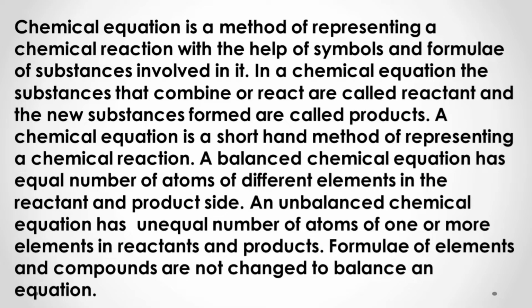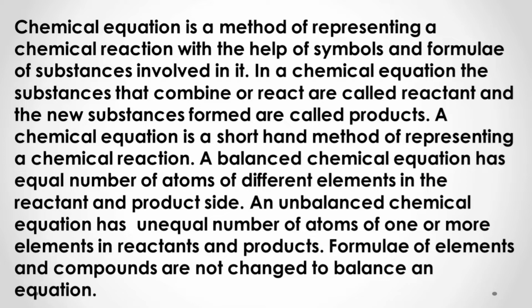Let's move to the first case study. Chemical equation is a method of representing a chemical reaction with the help of symbols and formulae of substances involved in it. In a chemical equation, the substances that combine or react are called reactants, and the new substances formed are called products. A chemical equation is a shorthand method of representing a chemical reaction.